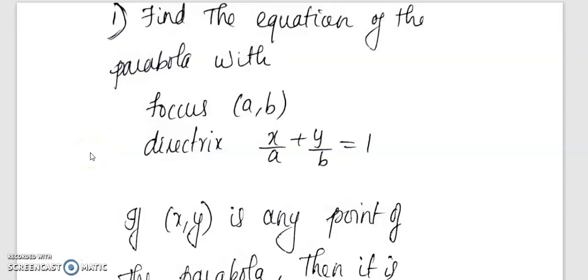Good morning all. So in today's class we will see a few more problems on parabola. So the first question is find the equation of parabola with focus (a, b) and directrix x by a plus y by b equal to 1.